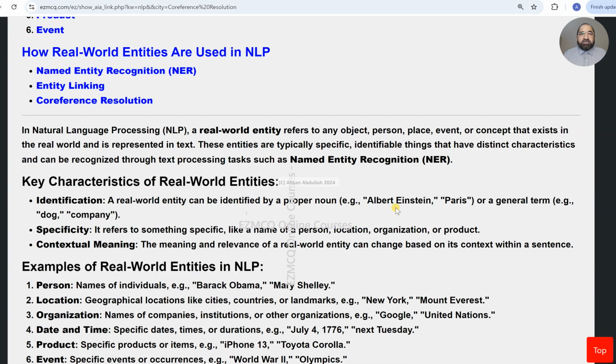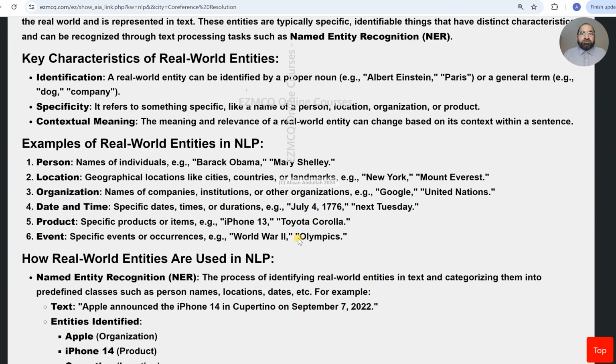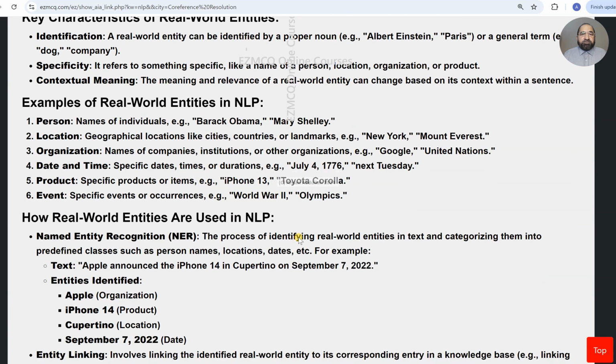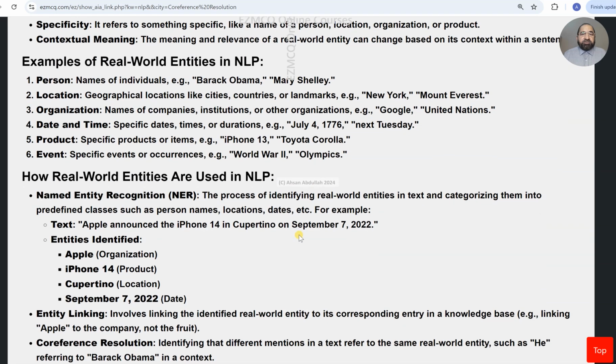For example, Albert Einstein is a specific proper noun entity. And of course, there are generic entities such as a dog or a cat or a mouse. And then there is specificity, specific to an organization, a product, or a person, and it has a contextual meaning also. For example, Apple with a capital A has a different meaning as compared to apple with a lowercase a. There are different examples of real world entities listed on your screen. For example, name of a person, name of a city, name of an organization, Google. And of course, Google can be a verb also. Here it is a noun. July 14, 1776 is an entity and a specific date.